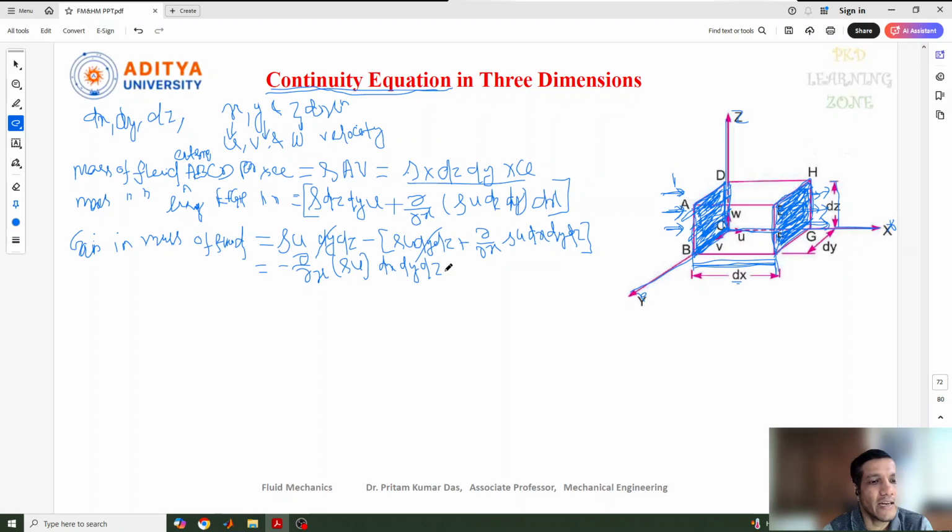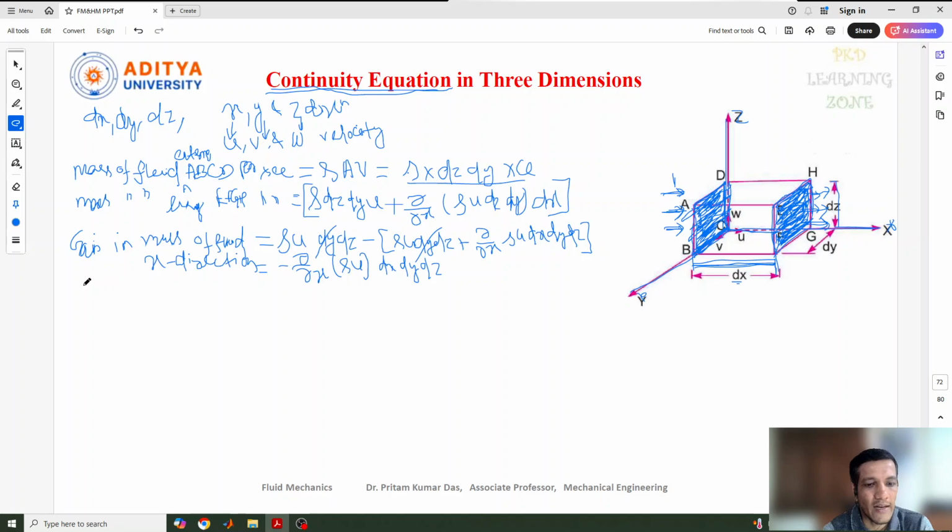So this is the gain in mass of the fluid, how much entered and how much exited. Next, this is the gain in the mass of fluid in the x direction, because initially we have taken this one in the x direction.